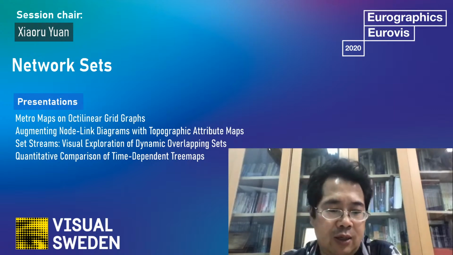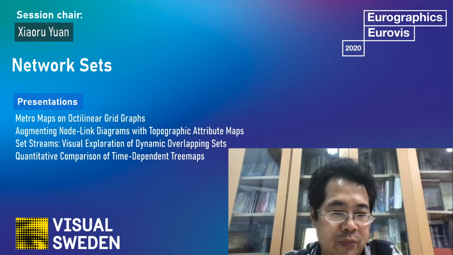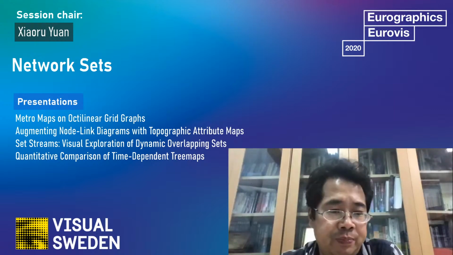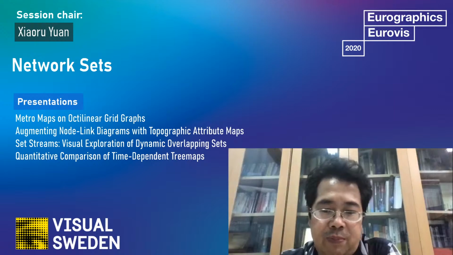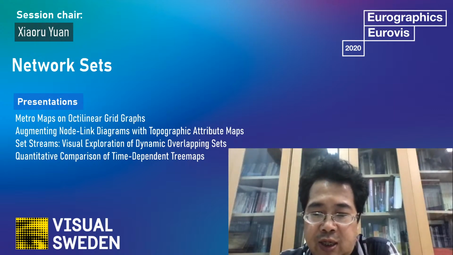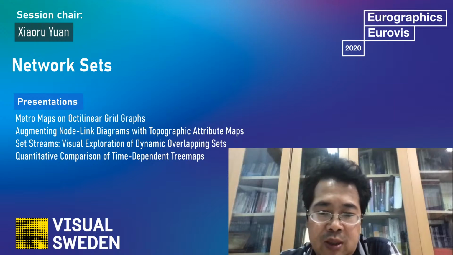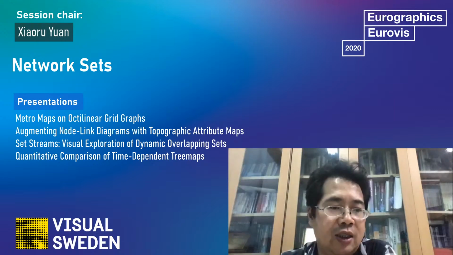So now let's start our first paper. The first paper is about metro maps on octilinear grid graphs. The paper is authored by Hannah Buster, Patrick Brossey, and Sabine Strong. So Patrick can present this paper.